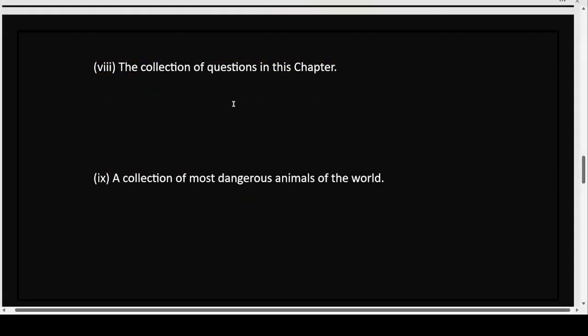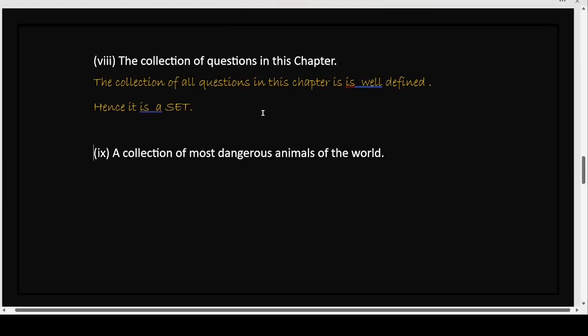We will move to the next one. The eighth one is the collection of questions in this chapter. You can see there is a very fixed number of questions in this chapter. They are well defined and tangible. So this is a well defined set. The collection of all the questions in this chapter is well defined, with well defined elements. So hence it is a set.